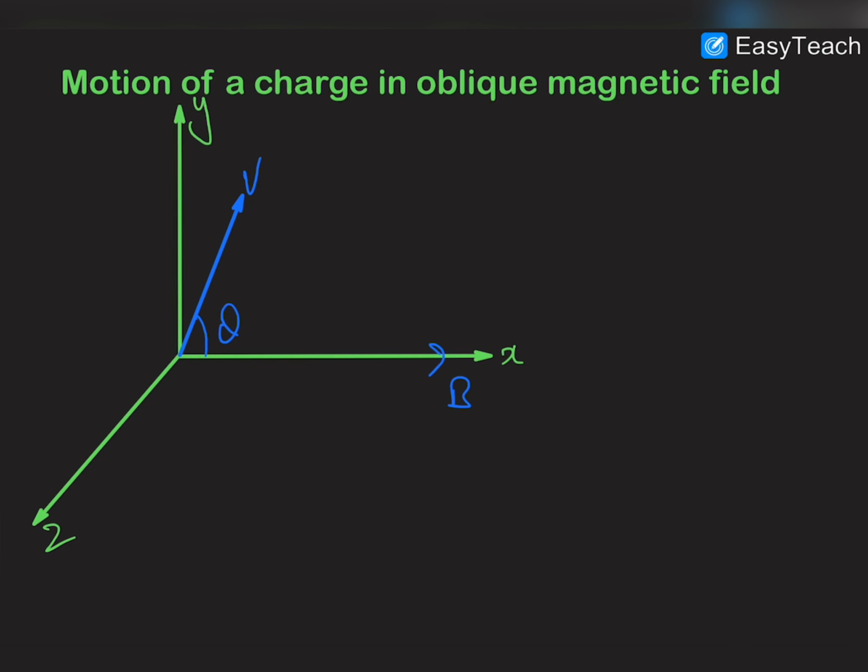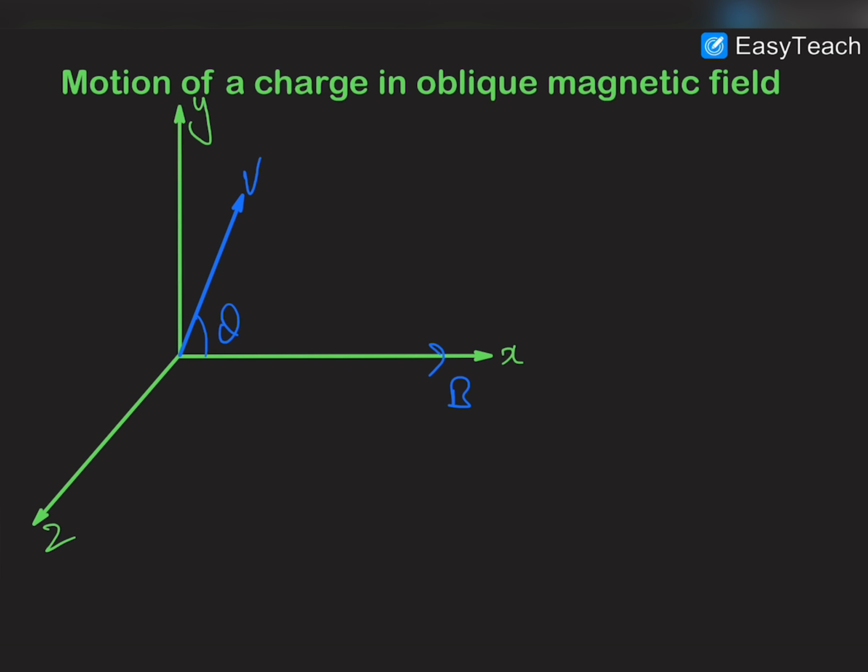In this video, today we are going to discuss the motion of the charge in oblique magnetic field. Now, what do I mean by oblique? Oblique means that the direction of projection of the charge, which is the direction of velocity, is at some angle theta with the magnetic field.